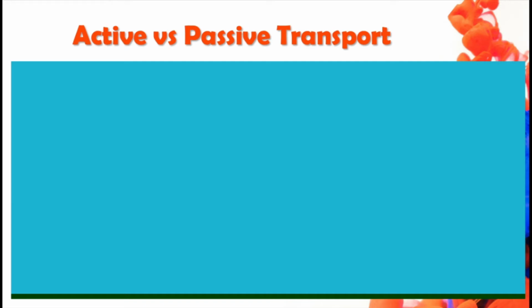But in terms of the two processes involved in the transport of substances into and outside of the cell, we have only two broad categories. That is what we call your active and passive transport. So we need to understand the difference between the two. So I will play a simple video that will give us the distinction between active and passive transport.